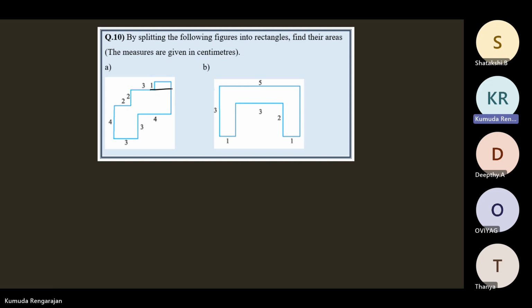See here? Opposite sides are equal. We got this is 5. So from here to here, this is also 5. From here to here is 5.